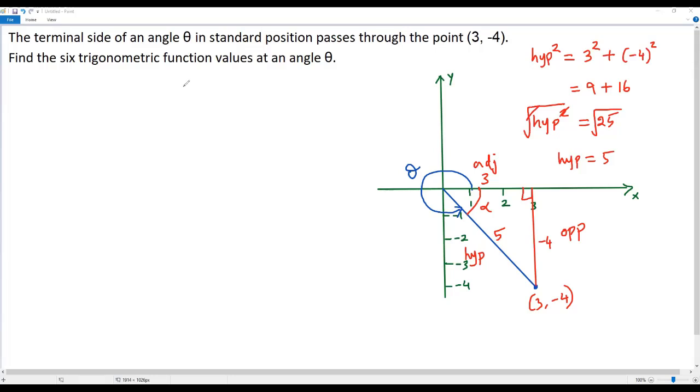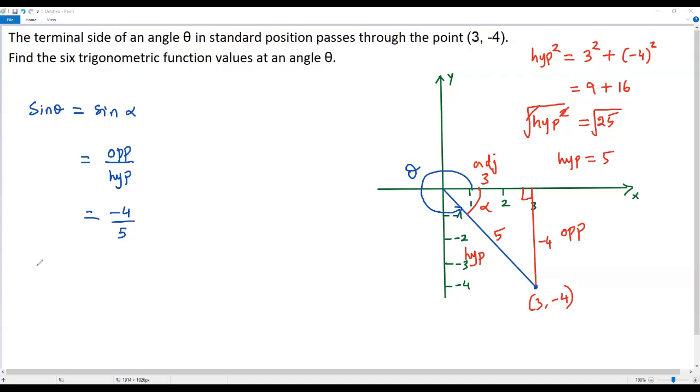Okay, first let's find the value of sine theta. To get the value of sine theta, first I replace theta by the reference angle, so I get sine alpha. According to trigonometry, the formula for sine is opposite over hypotenuse. Which side is opposite? Because we have taken the reference angle alpha, the side which is opposite to this alpha is the opposite side. So the length of the opposite side is -4 and the length of the hypotenuse is just 5.